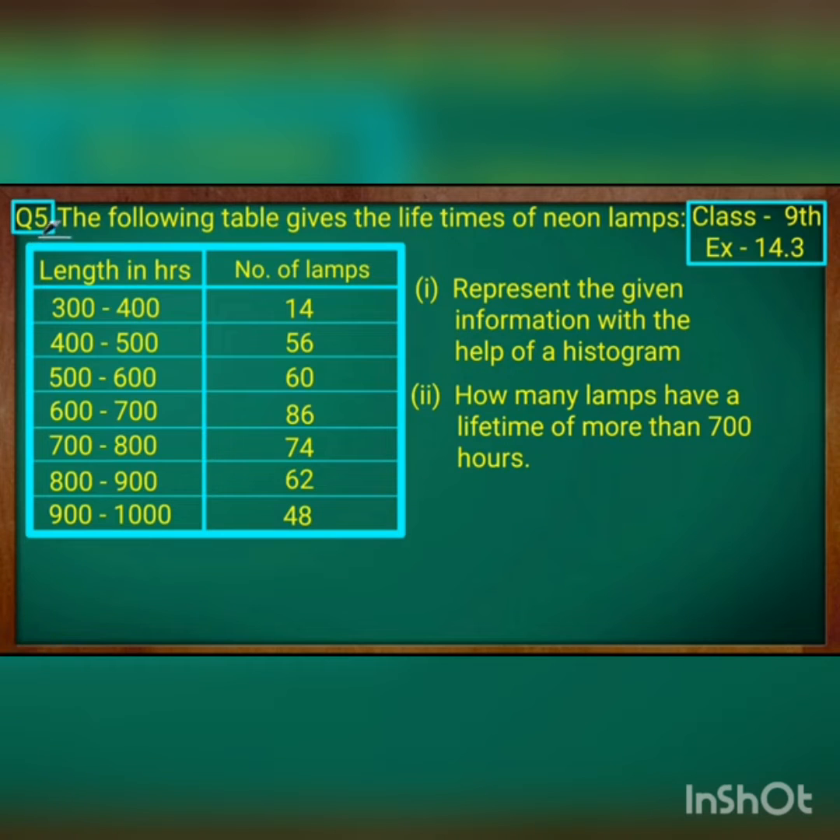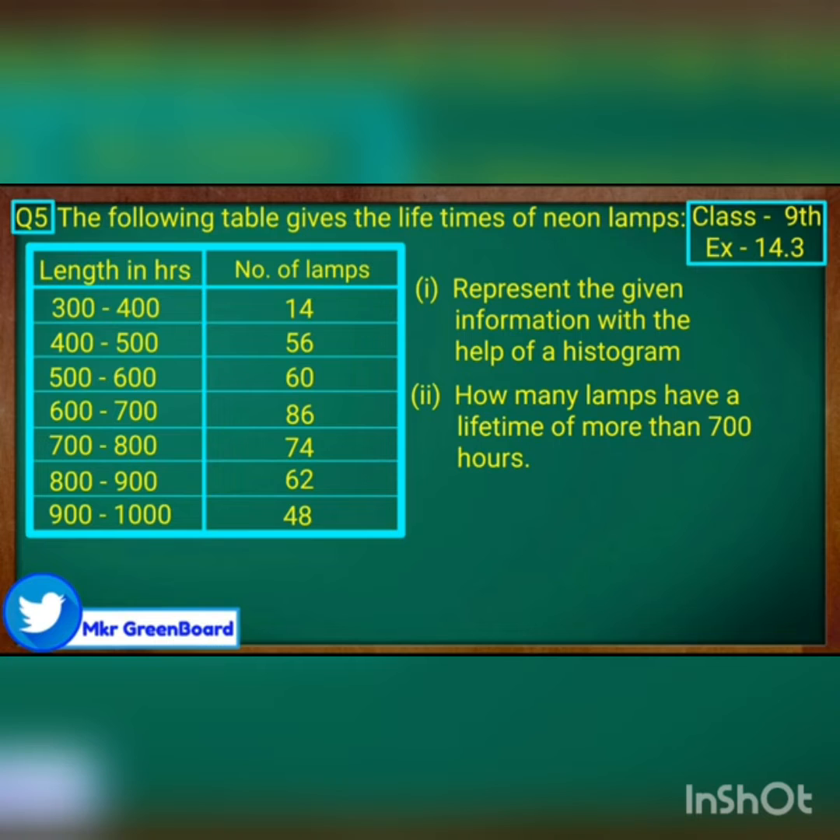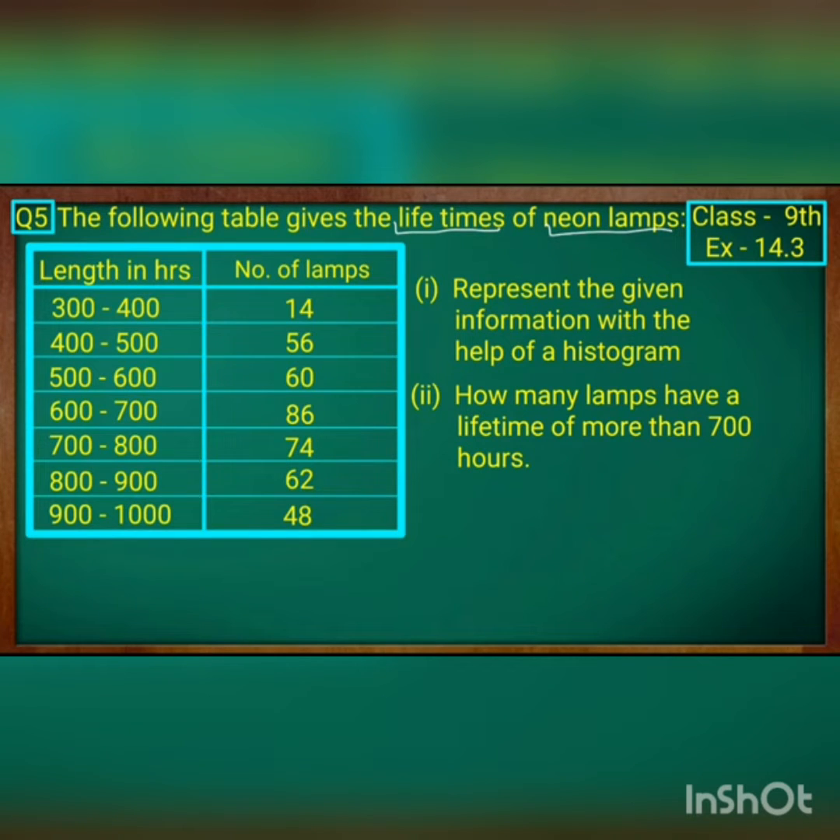Hi students, our question says the following table gives us the lifetimes of neon lamps. Basically we are given lifetimes of neon lamps, and this information is given in two columns, and we have to represent this given information with the help of a histogram.